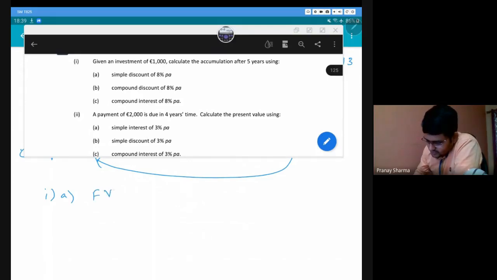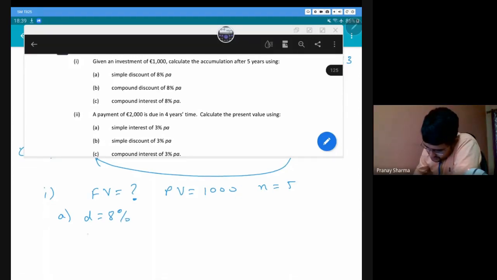So we'll say our future value is 1000, and we need to find, no, we need to find future value, we need to find accumulation. Okay, we need to find accumulation. Our present value is 1000, n is equal to 5. For the A, we have D equal to 8%, but this is simple discount. For simple discount, we'll say our present value must be equal to future value into 1 minus 5 times D, right?